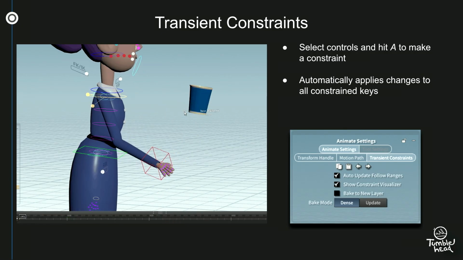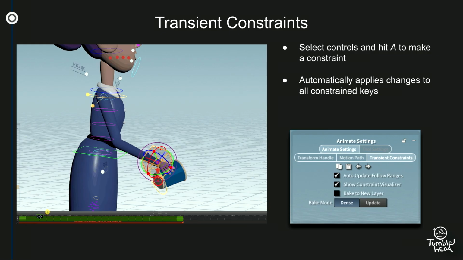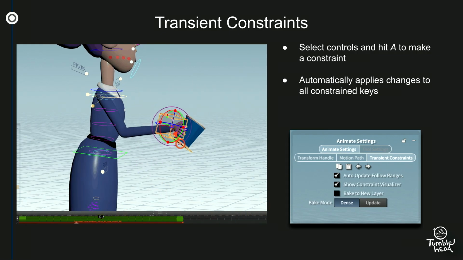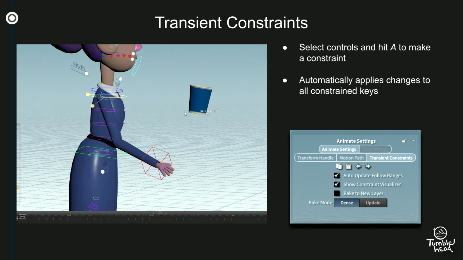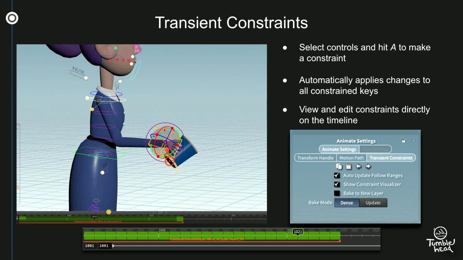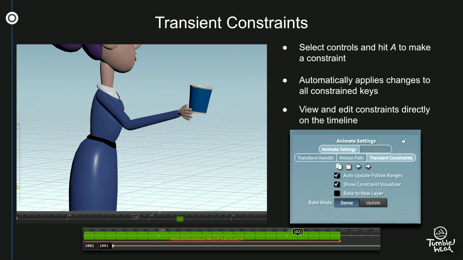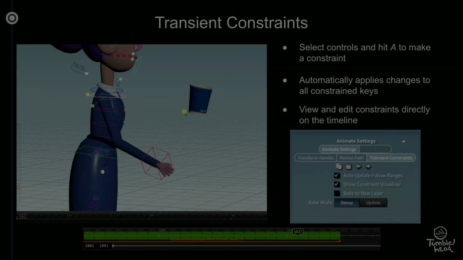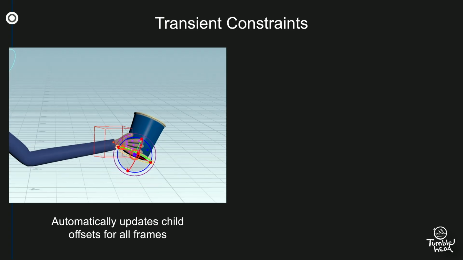You have some different options here. You can set it to dense or to update mode. The difference between those is that if you choose dense, then it bakes the animation of the constrained object onto every single key. And if you choose update mode, it just bakes it onto the keys you already have. And you can manage and view your constraints directly on the timeline. You see we have a red bar indicating it. So if you have multiple constraints, you'll just have multiple bars indicating the constraints.